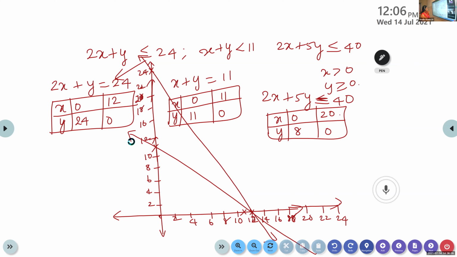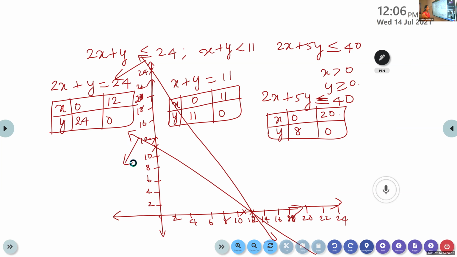Now here also we want to find the region. When I put 0, 0, the line is not passing through the origin. So we select 0, 0. When you substitute 0, 0, 0 is less than 11 is true. Therefore, we have to shade the region below this line.